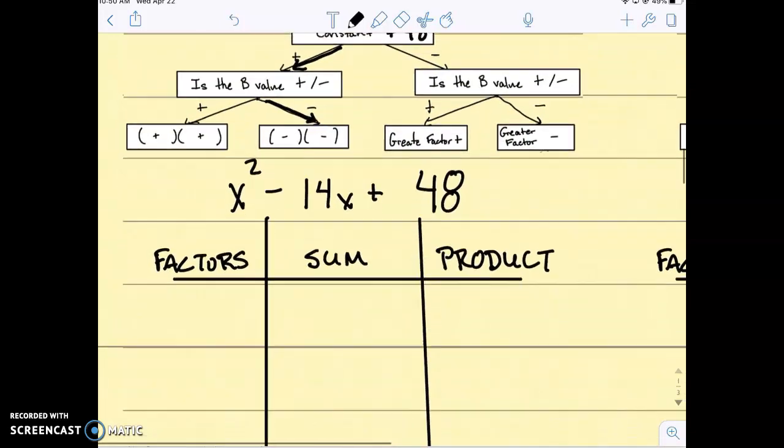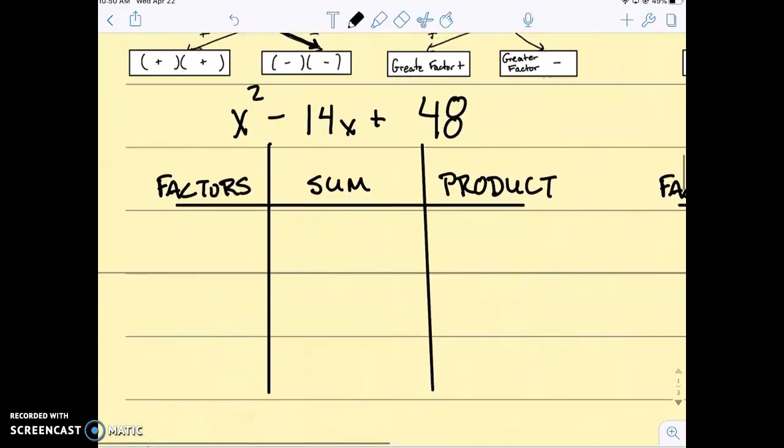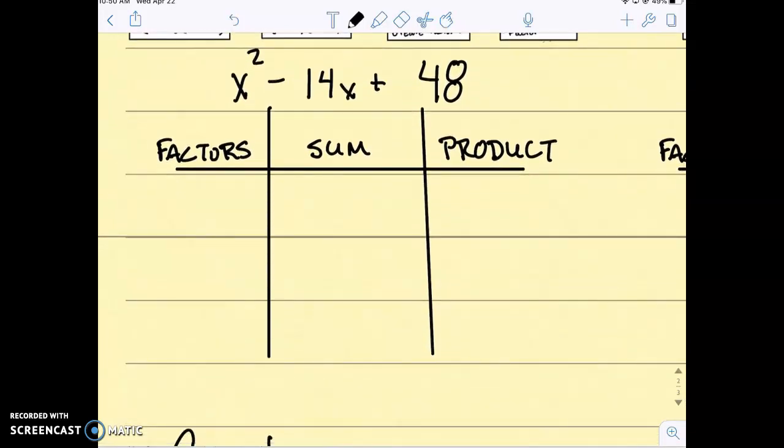So 48 is a bigger number. What I'm going to do is show you how to make sure you hit all of your factors. I like to start with 1. So we have negative 1 and negative 48. We have negative 2 and negative 24.